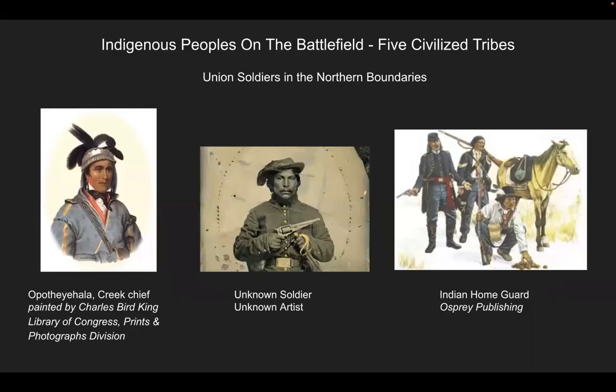Indigenous peoples on the battlefield, so the five civilized tribes that were concentrated in the South, which are the Choctaw, Chickasaw, Cherokee, Seminole, and Muscogee Creek Indians, had divided loyalties towards the North and the South. So it really just depended on which faction of the tribe wanted to go with the North, which faction of the tribe wanted to go with the South. Opothleyahola, the Creek chief, was with the North. There were also many unknown American Indian soldiers, and in the Indian Home Guard in Oklahoma, they were used as scouts in order to see how the South was trying to advance into the northern borders, or what would be the Midwest.